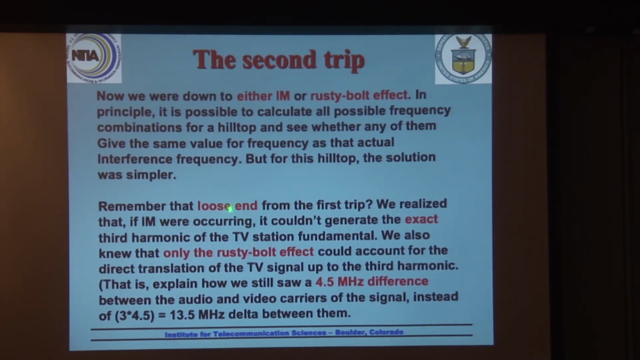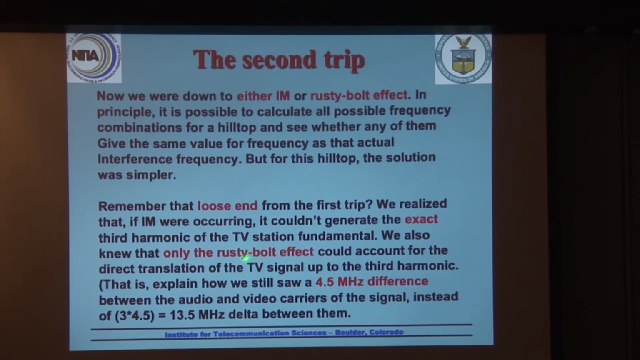Remember that loose end that we've talked about? Well, if the intermod were occurring, although it could generate power nearly on the third harmonic, it couldn't generate power exactly on the third harmonic. Because, remember, it's m times f1 plus or minus n times f2. F1 and f2 could be nearly the same, but they can't be the same coming off of the hilltop, because they're going to be two separate signals. Well, we looked at that frequency, and it was exactly on the third harmonic. That could only be generated by the rusty bolt effect.